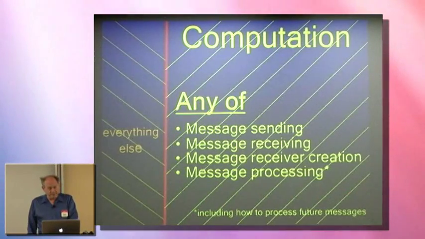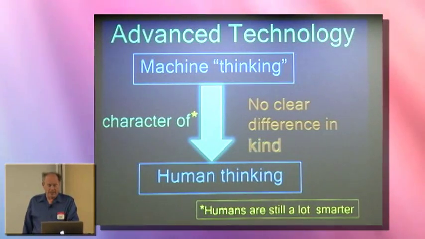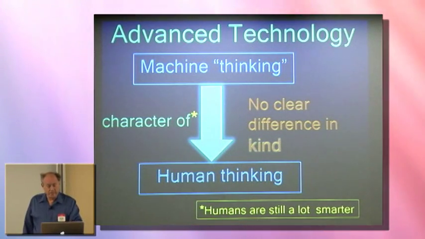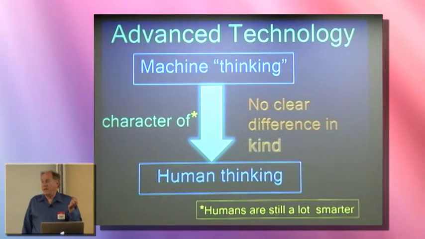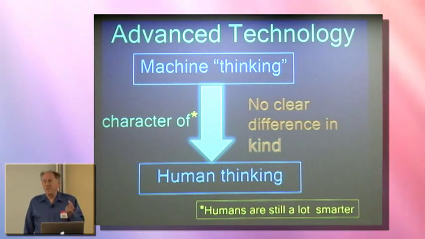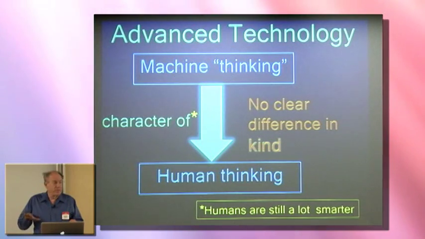So here we have it. That's a duplicate slide. I should have taken that out. Okay. So we have this advanced technology with machine thinking becoming so close to human thinking that there's no principled way to say the difference in kind. This is not to say that artificial intelligence is here. The humans are still better at it. It's just that we can't distinguish the kind of stuff, the human thinking, from the computation.